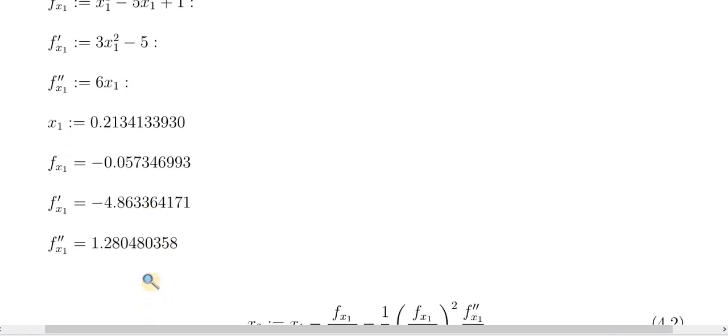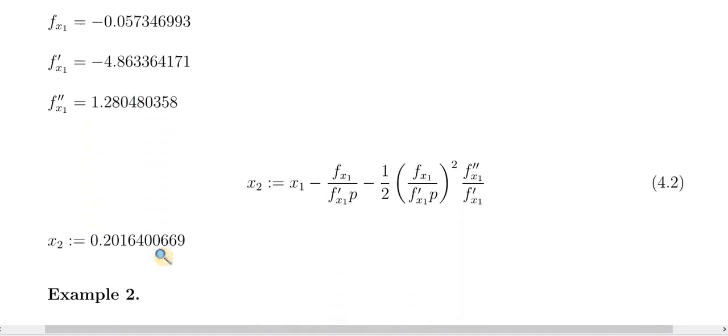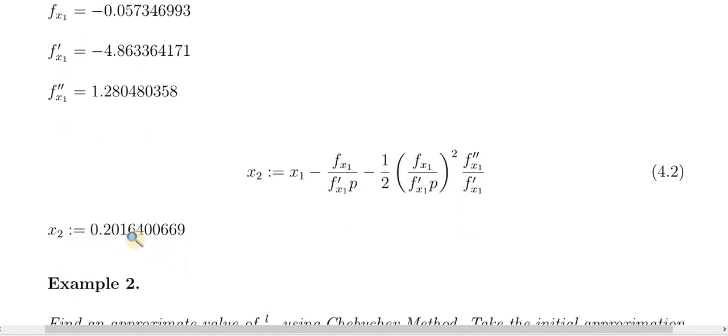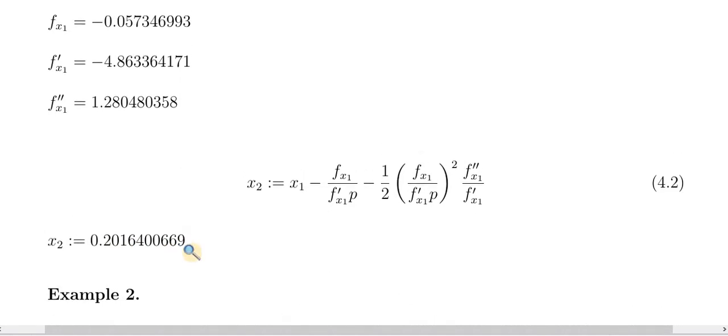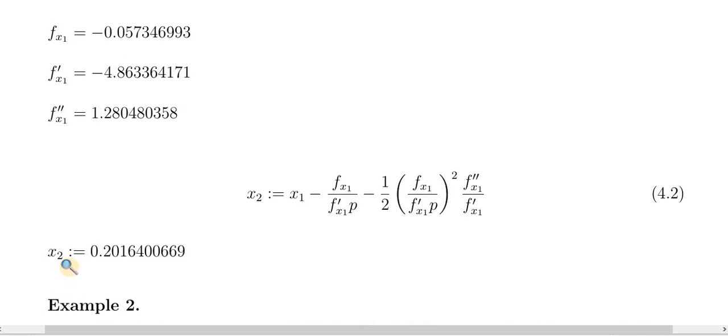Using these values, f of s1, f prime of s1, and f prime prime of s1, you are able to use the Chebyshev method to get your s2, which is 0.2016400669. You can go further to get your s3, s4, s5, and so on, and you see that you get a better approximation as you move further. So that is just example 1.